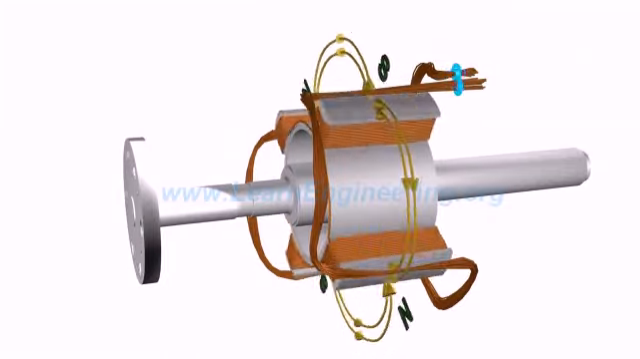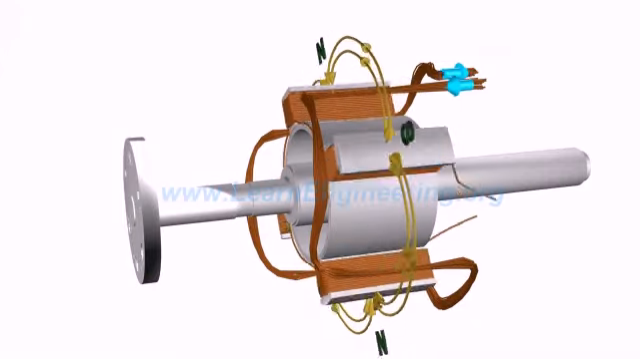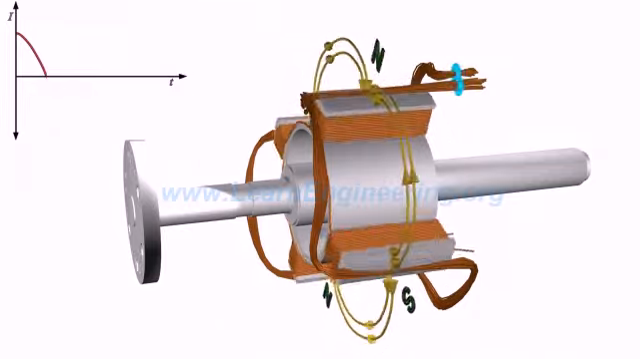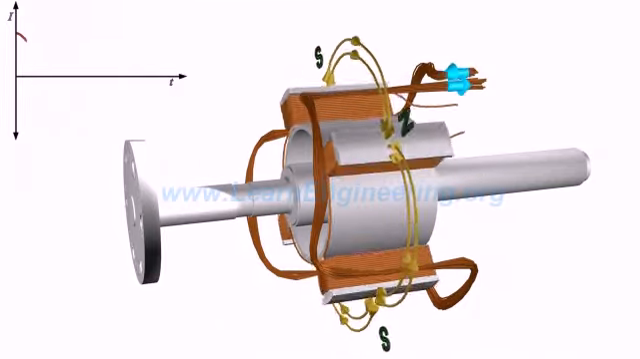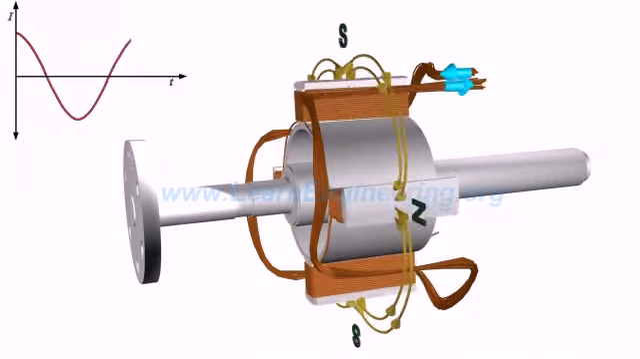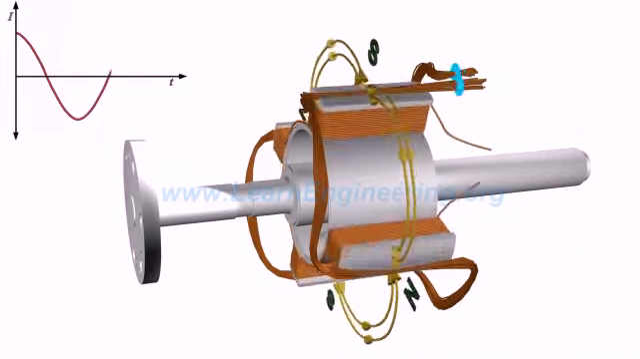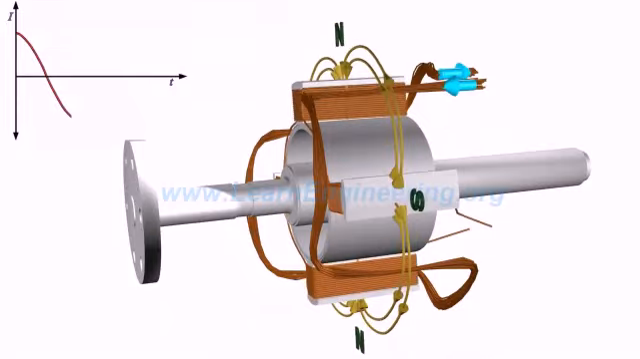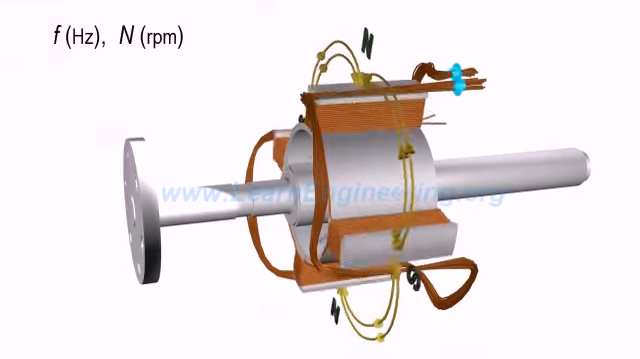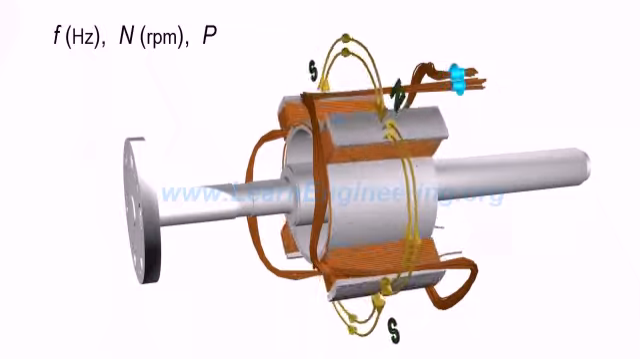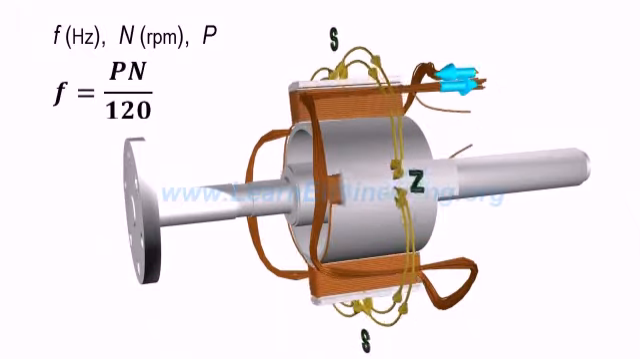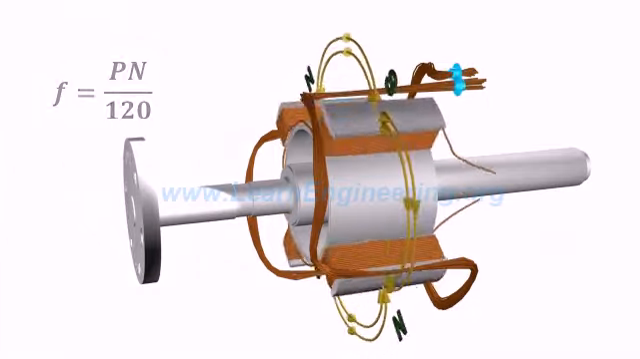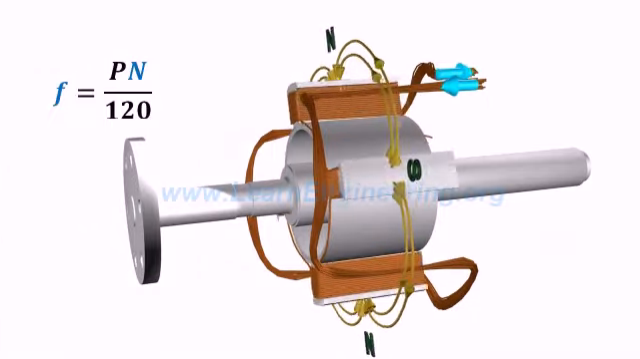Here is a slowed-down version of the rotor-stator interaction. For this 4-pole system, when the rotor turns half a revolution, the induced EMF completes 1 cycle. It can be easily established that the frequency of induced EMF, rotor speed, and number of poles are connected through the following relationship. It is clear that the frequency of electricity produced is synchronized with the mechanical rotational speed.